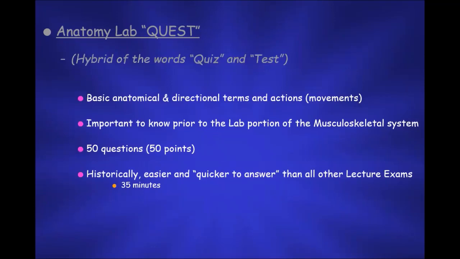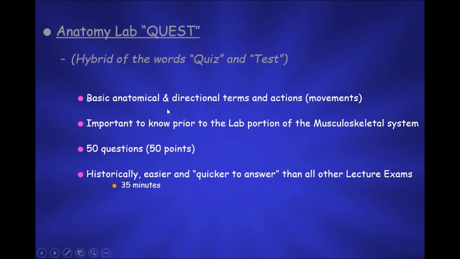Basically, and I'll tell you more as we get closer to this, it's a test that, oh, here I'm using the word, it's an assessment. There's a good word. It's an assessment of basic anatomical and directional terms and actions like flexion, extension. I need you to know this stuff cold. And what I mean by that, if I ask you what color is a banana, you're going to say, what? Yeah, yellow, right? If I say, what color is a strawberry? Red. You need to know it cold. You can't be thinking about it.